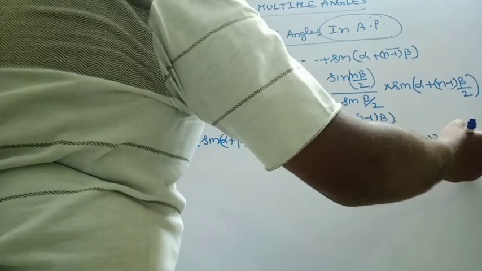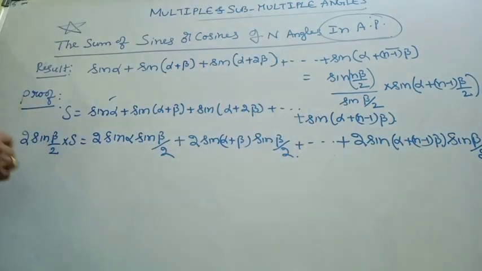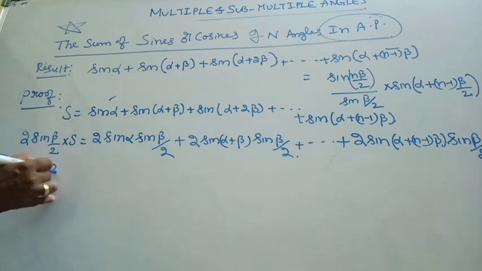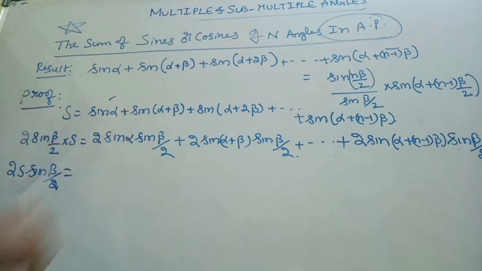This is what we just multiplied: 2 sine(beta by 2) for the left hand side and the right hand side. For both parts we multiplied, my dear students. Very good. Now we have 2S into sine(beta by 2), which is equal to 2 sine alpha into sine(beta by 2), and so on. You see, my dear students, how we are going to write this.